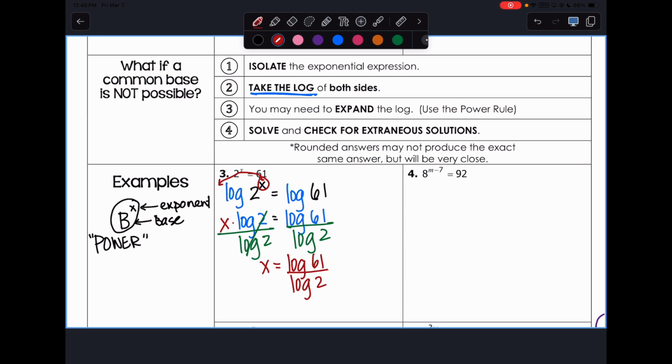Rounded answers may not produce the exact same answer, but will be very close, is what it says, but I'm going to teach you how to get the exact answer. So you need to round to the nearest 10,000th place, which means 4 places after the decimal. Does that make sense? So I would have x is about, because it's not exact, we're going to put 5.9307. Leave it like that.